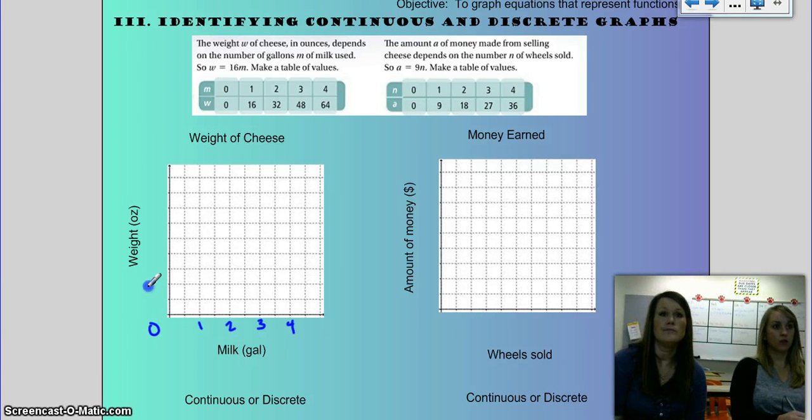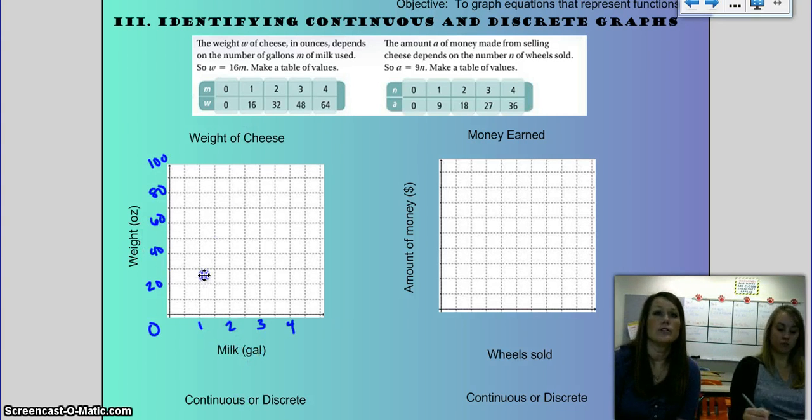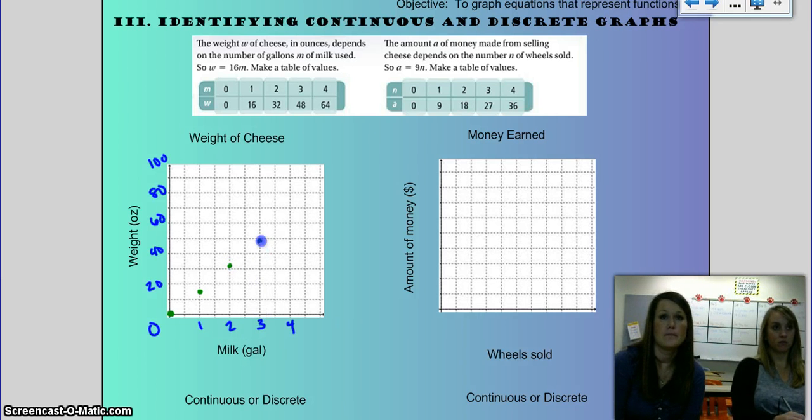Sure. Okay. So 20, 40, 60, 80, 100. Okay. Again, notice how it's labeled. Weight, ounces, milk, gallons. Okay. So 0, 0. Oh, my tools are gone. Sorry. It's all right. And then 1 up to 16. 2 up to 32. So about here. 3 up to 48. And over to 4 and up to 64.